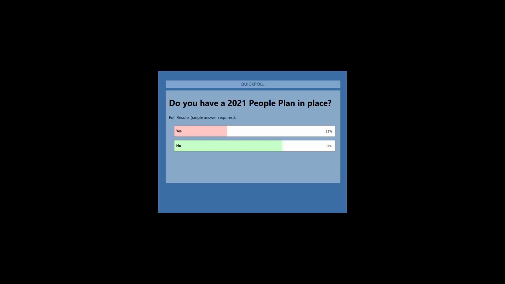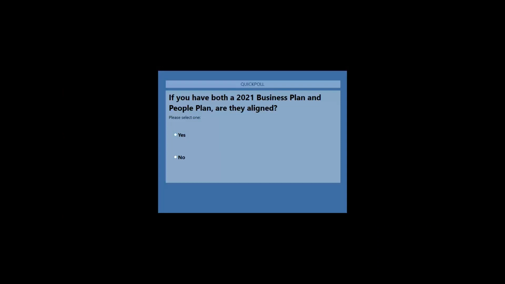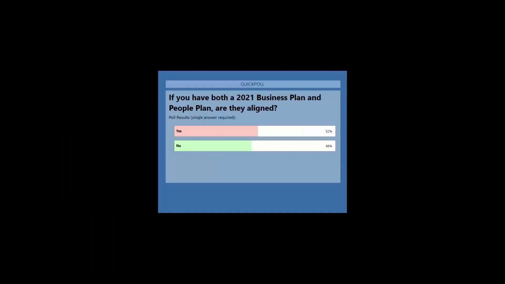Absolutely. Okay, so we have another poll. And this one is, if you do have both a business plan and a people plan, are they aligned? Okay, I'll close that poll and share the results. For quite a while there, it was actually 50-50. So interestingly, the yes just pipped it at the end.